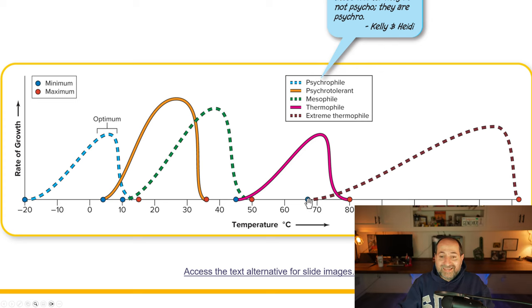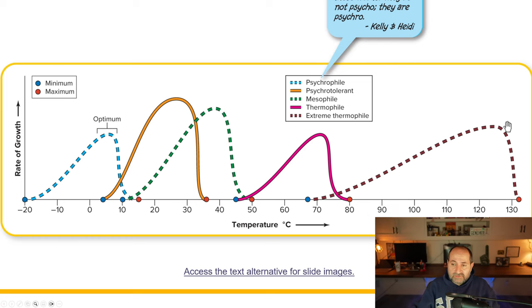And then we're not done yet. There are some organisms that grow in even warmer environments. Look at this brown dashed line over here. These are known as the extreme thermophiles. These organisms can live in boiling hot conditions.